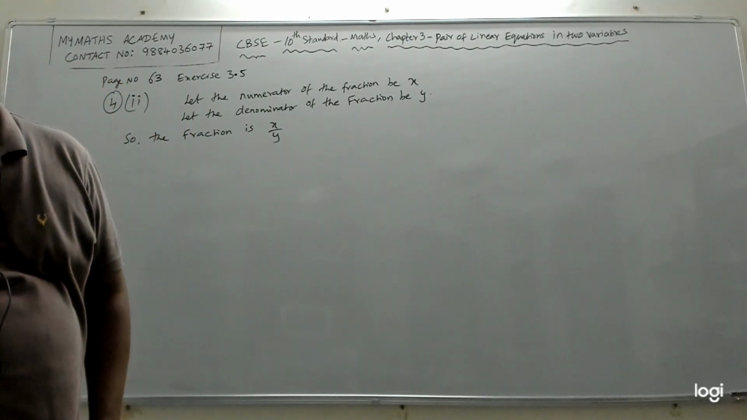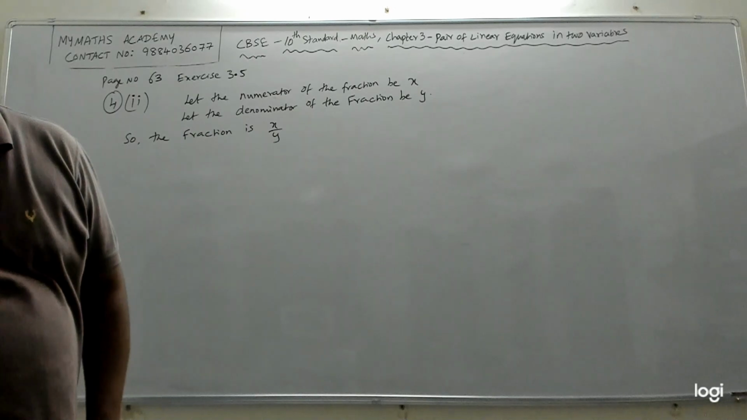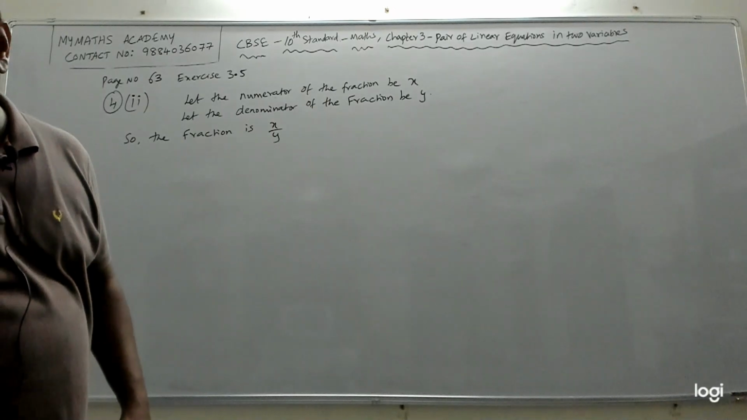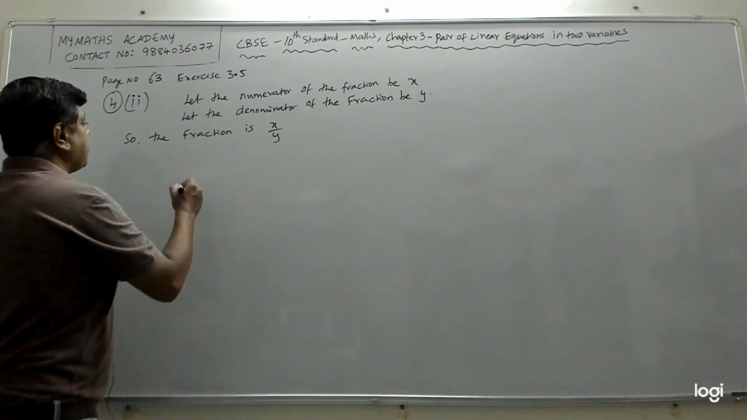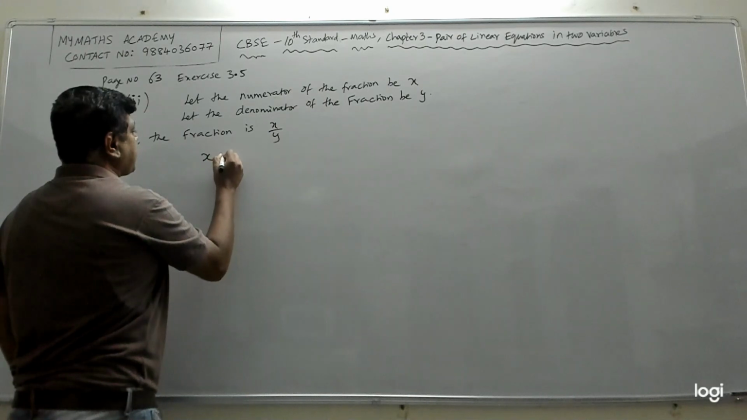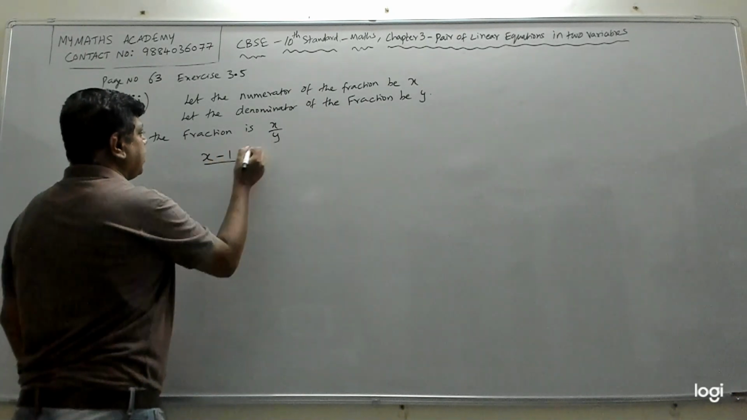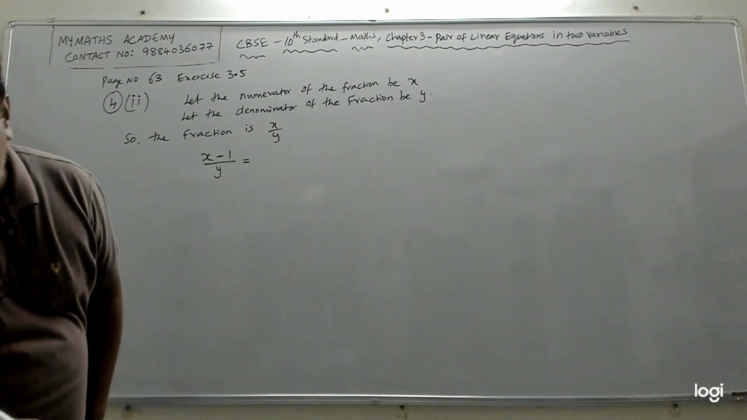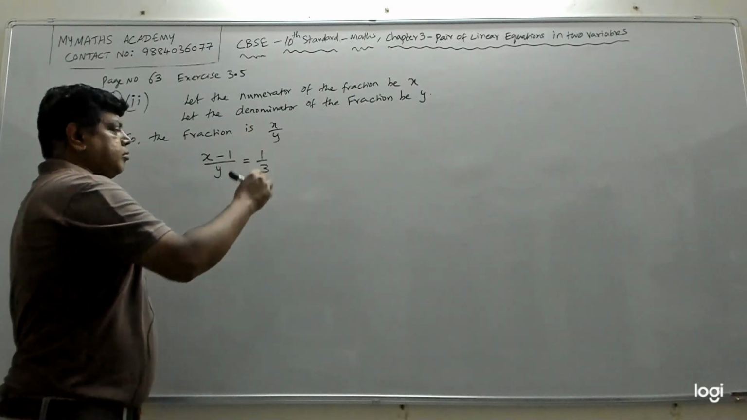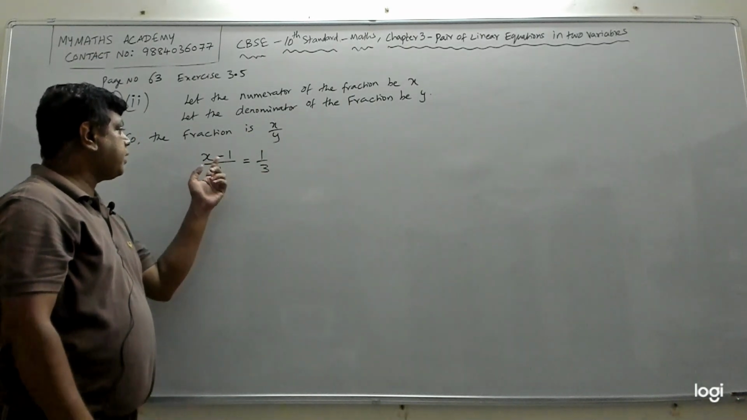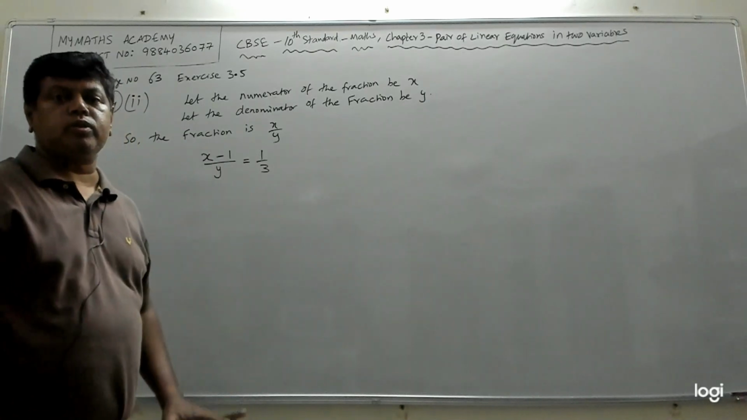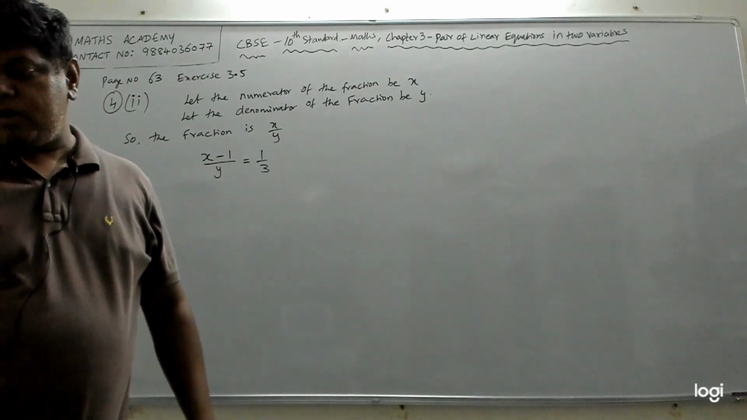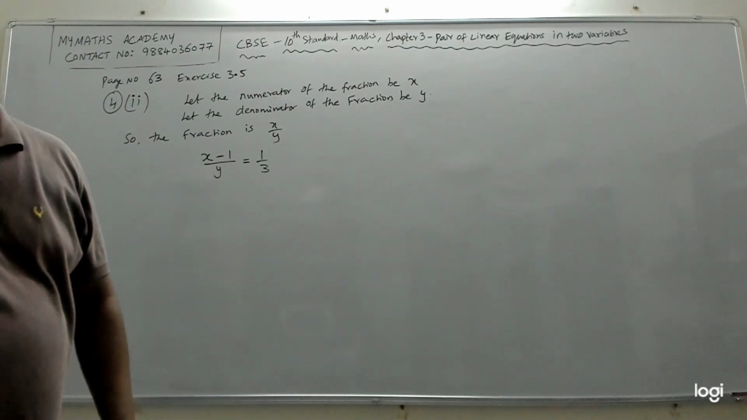Now what the question says, the fraction becomes 1 by 3 when 1 is subtracted from the numerator. So from the numerator x, I am subtracting 1, over y, the fraction becomes 1 by 3. When I subtract 1 from the numerator, the fraction becomes 1 by 3. So there is no change to the denominator. I am just subtracting 1 from the numerator.